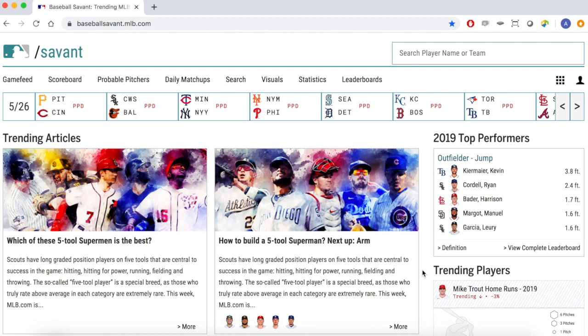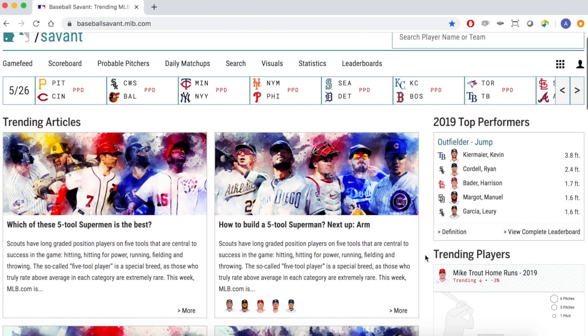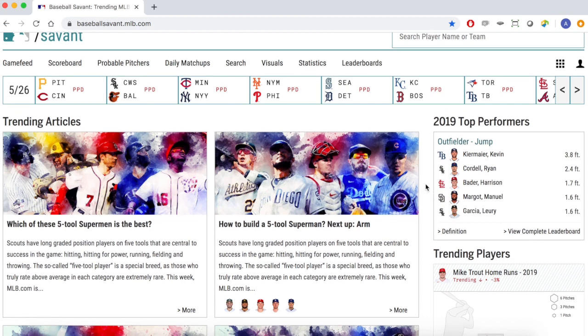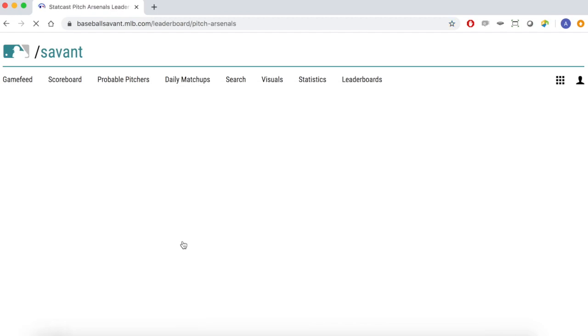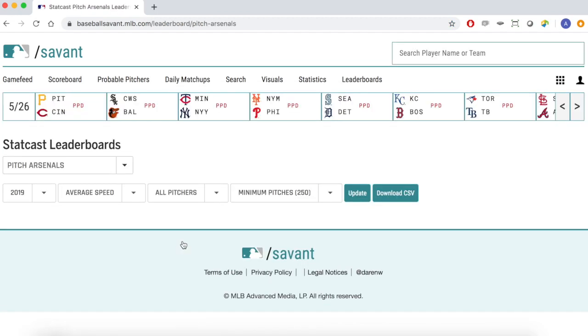Yeah, of course. So why don't we go ahead and jump right in. So the first leaderboard that we are going to take a look at today on the Savant website is the Pitch Arsenal's leaderboard. Once we click on Pitch Arsenal's leaderboard, we're going to see a bunch of different pitchers. Four-seamer is highlighted here. What else are we looking at here?